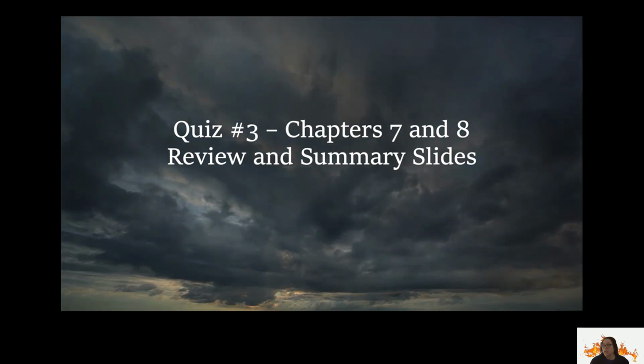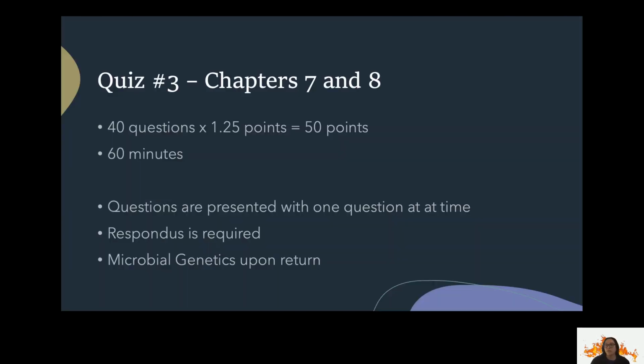Now, to remind you guys about the expectations of quizzes here in the world of microbiology, they're going to be 40 questions, each of those questions worth 1.25 points, which means it's a total of 50 points. In order to give you adequate time, you get 60 minutes or a minute and a half per question as your maximum time available. Just a friendly reminder, guys, the questions are presented one at a time, which is going to mirror a little more similarly some of your upcoming classes. This class, we're going to do that.